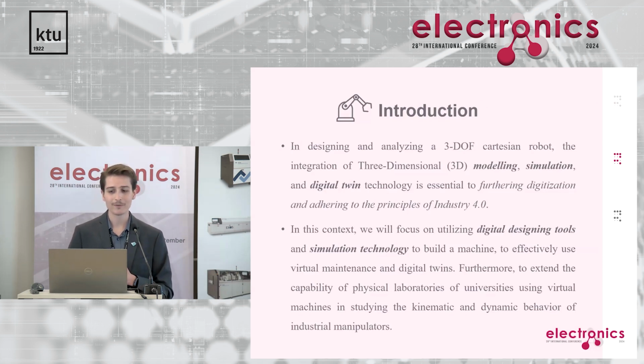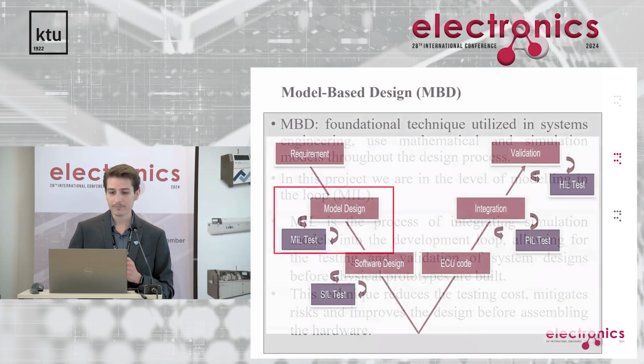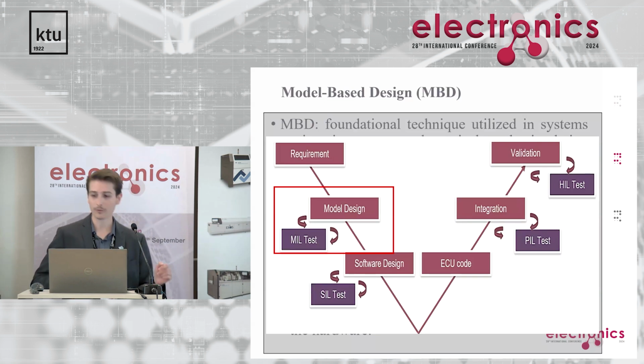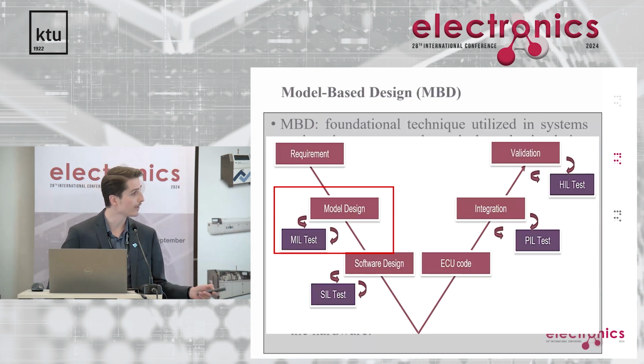So in this case, we are focusing on modeling and simulation technologies as well as digital twin technology during our curriculum and our projects. It is very important to see that this project is based on the V model of validation. As you can see, the V model has two different branches. One branch is the research and development stages, and the other is the production stage.